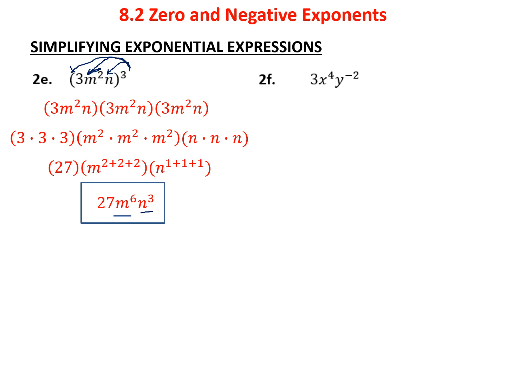So let's go to 2f. In 2f, if I split this up, the only thing I really need to do is take care of this y squared, the negative exponent. Well, we learned that the negative exponent means it's going to come down: 1 over y and then positive squared. And now we put it back together again. 3x squared, 3x to the 4th over y squared. And we're done with the problem.